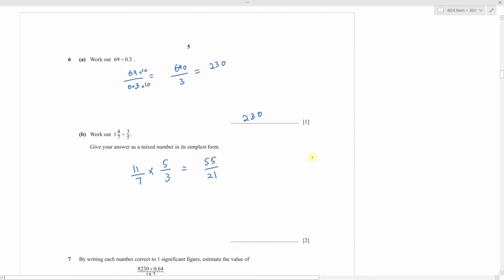So I will convert this into a mixed number. So let's divide 55 by 21. 21 times 2 is 42. 5 minus 2 is 3. 5 minus 4 is 1. So you have 2 whole 13 over 21.